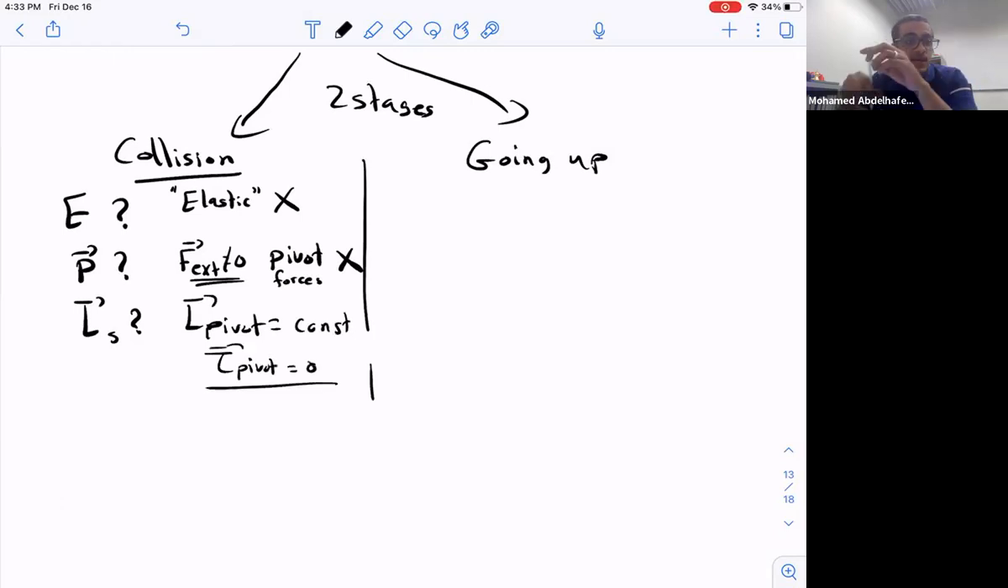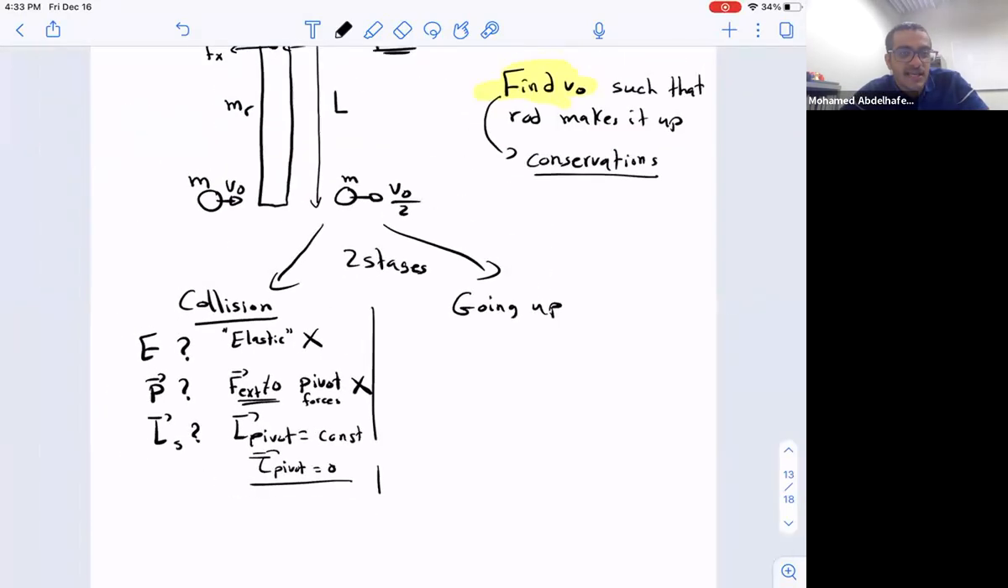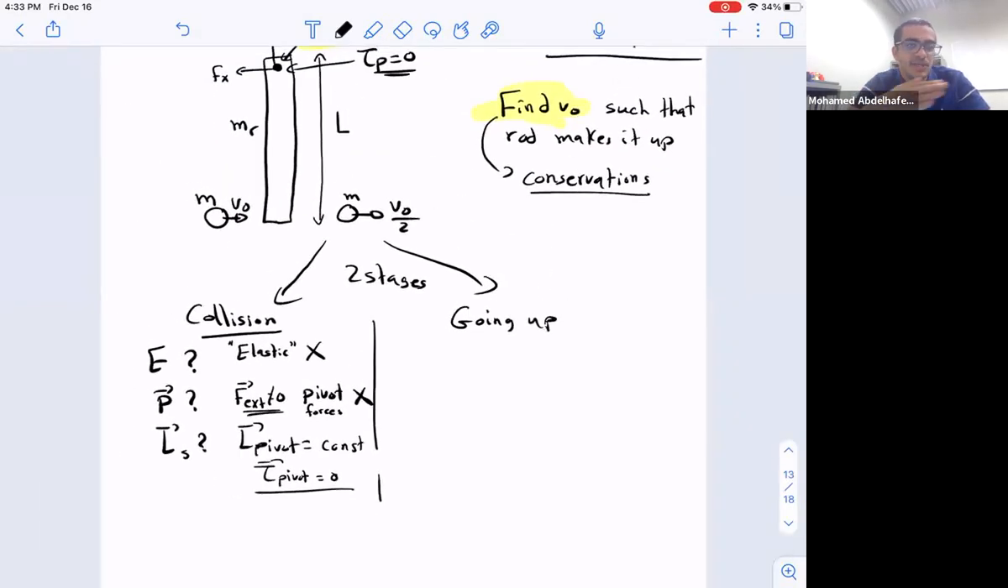When you have a pivot in your collision, angular momentum about the pivot is conserved because whatever forces exist at the pivot will not create torque right here. And if there is no torque about the point, angular momentum about the point is conserved. So that's our analysis of the three conservations in a collision with a rigid body. Energy: elastic or inelastic, that's the determination. Momentum: pivot or no pivot. Pivot, then no. No pivot, then yes, momentum is fine. Then angular momentum is always going to be conserved.